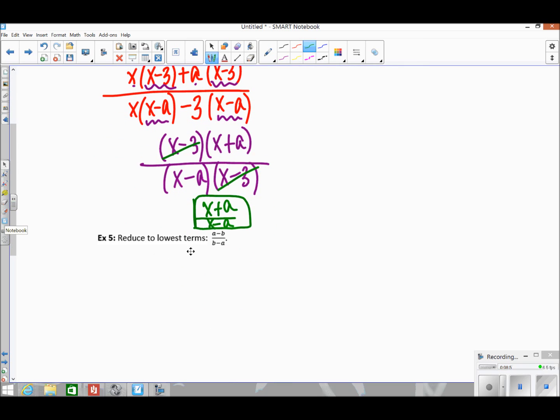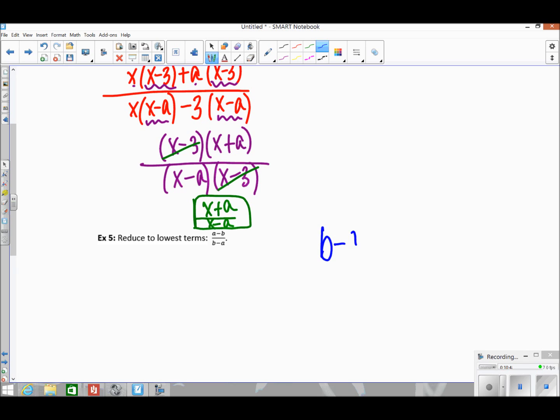For example 5, I again want to reduce this. Now you might be thinking, well, there's not anything that I can factor. If you look at the top, I can't factor. If you look at the bottom, I can't factor. So whenever you have a scenario like this, you want to remember the pattern that since these two are basically the same thing, but the difference is the a and the b are switched, and subtraction's not commutative, you can't just cancel them. But what you can do is you can think of it like this.